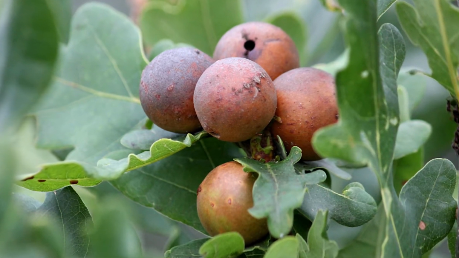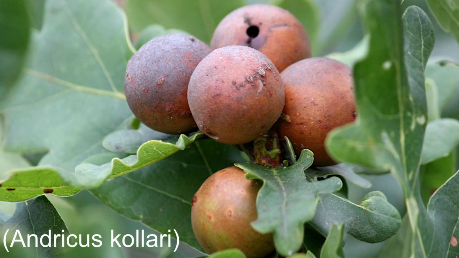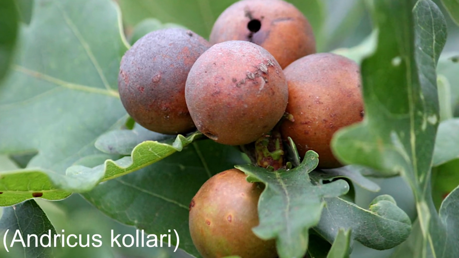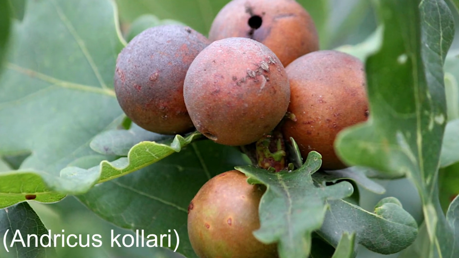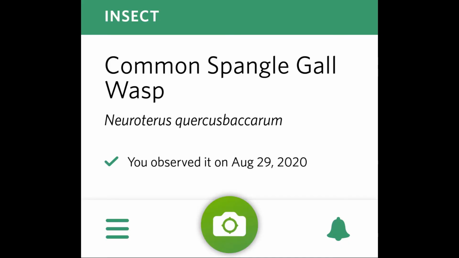I believe they're the work of the oak marble gall wasp, Andricus kollari. However, I believe the app was correct with the ID of the small galls on the underside of the leaf, being indeed those of the common spangled gall wasp, Neuroterus quercusbaccarum.